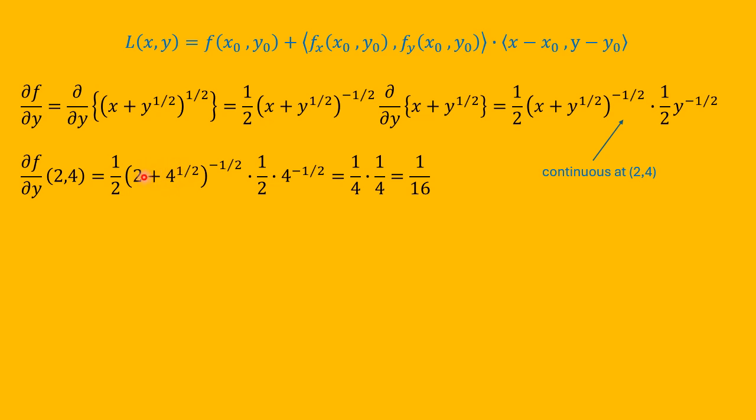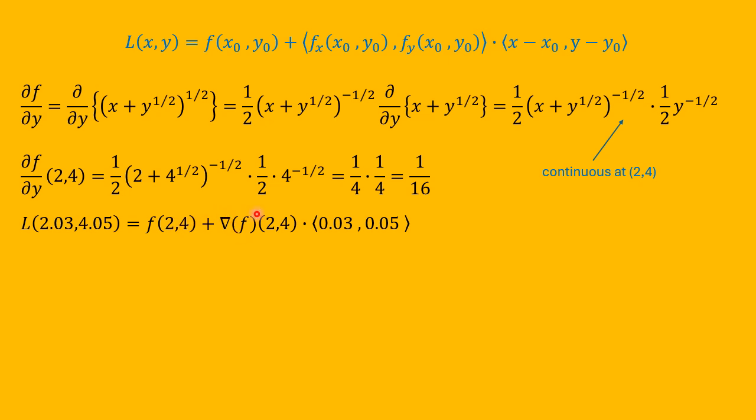Now let's see what we have here. This stuff right here is 2 plus 2, which is 4. 4 raised to the minus 1/2 power is 1 over the square root of 4, which is a half. So what we have here is a half times a half times a half times a half. And that is 1/4 times 1/4, which is 1/16. So that gives us the partial derivative of f with respect to y at (2, 4). Its value is 1/16.